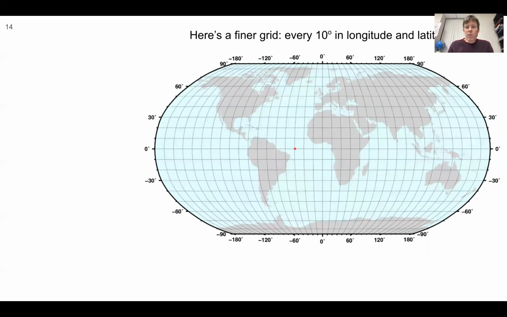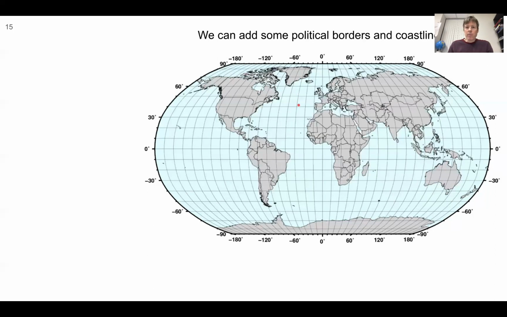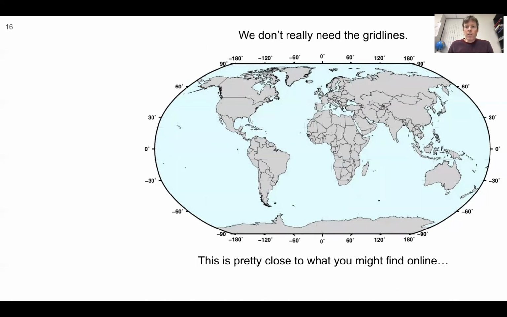Here's a finer grid. This one is every 10 degrees. So every 10 degrees in longitude and every 10 degrees in latitude. So each one of these squares is 10 by 10 degrees. But on the Earth, the area of these squares depends on where you are. So these squares are largest near the equator in terms of area and smallest toward the poles where the longitudes are converging.